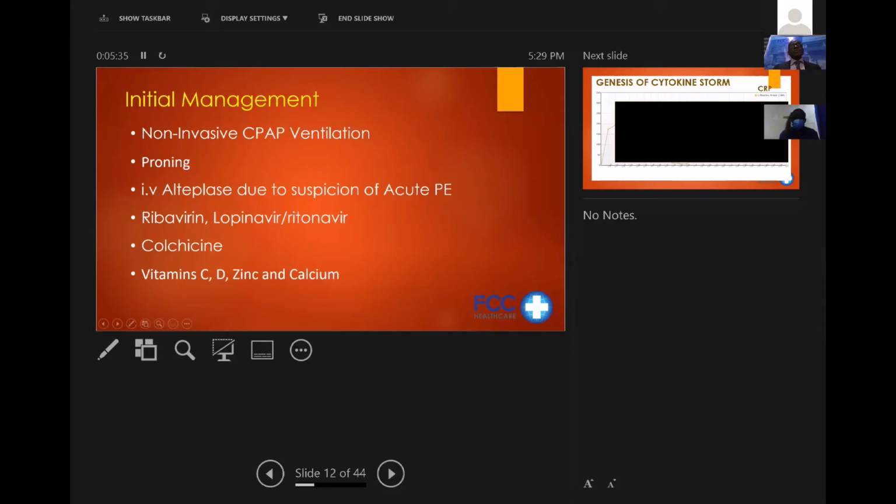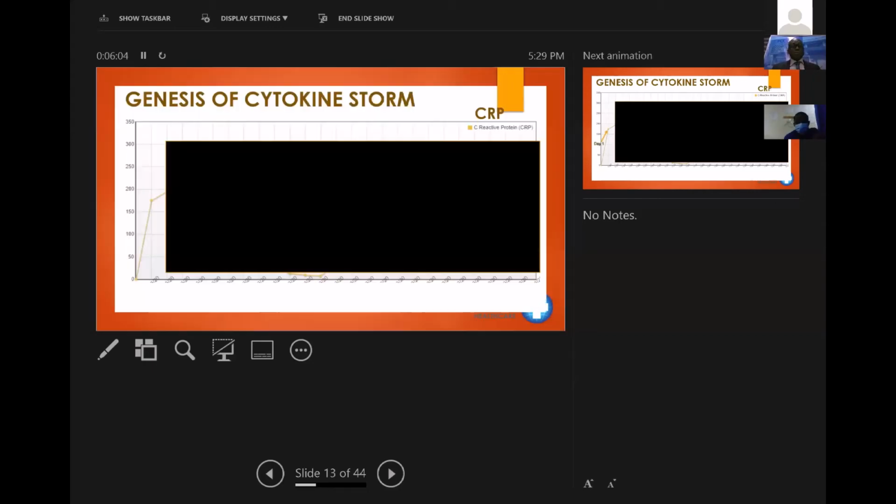Because of the S1Q3T3 and the fact that this patient was not really doing well even with our CPAP machine and increasing the FiO2, and the X-ray that we saw and the elevated D-dimer, we had probable cause to suspect that acute pulmonary embolism was playing a role. So we gave alteplase and temporarily got some improvement.